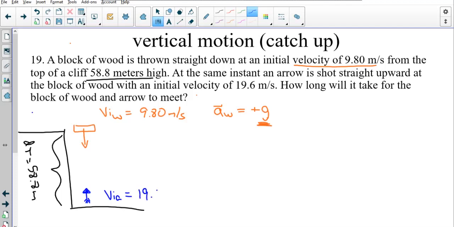I'm just going to use the speed, 19.6 meters per second, but I need to consider what its acceleration of gravity is going to be. So the acceleration of the arrow is going upwards, which means it's going to slow down. Anything you throw up in the air is going to start slowing down at the rate of 9.81 meters per second squared. So since it's going to slow down, I'm going to call it negative 9.81 meters per second squared, which I'll just leave as negative g.